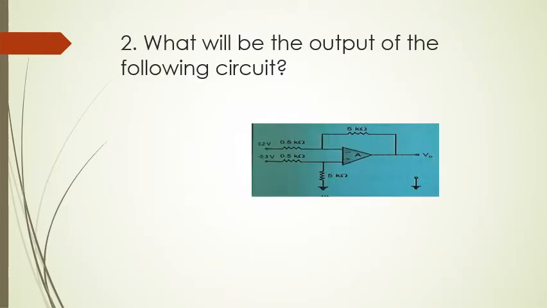Then the next question is, what will be the output of the following circuit? Now here in this question, one circuit is given. First of all, we have to identify which application or configuration of op amp this is, and then only we can apply the formula for this configuration and solve this problem.